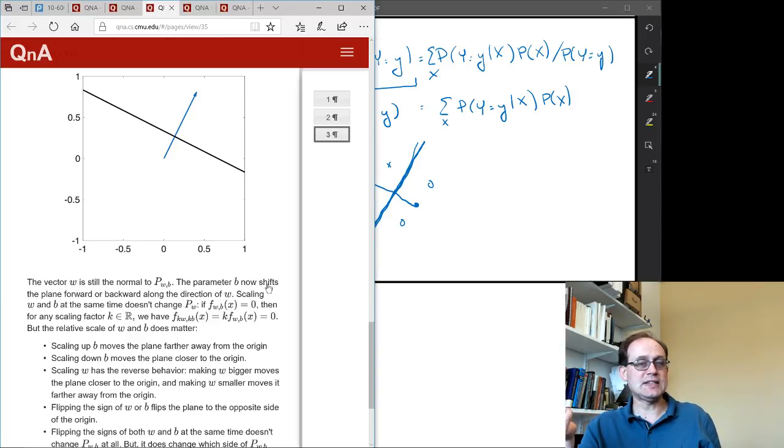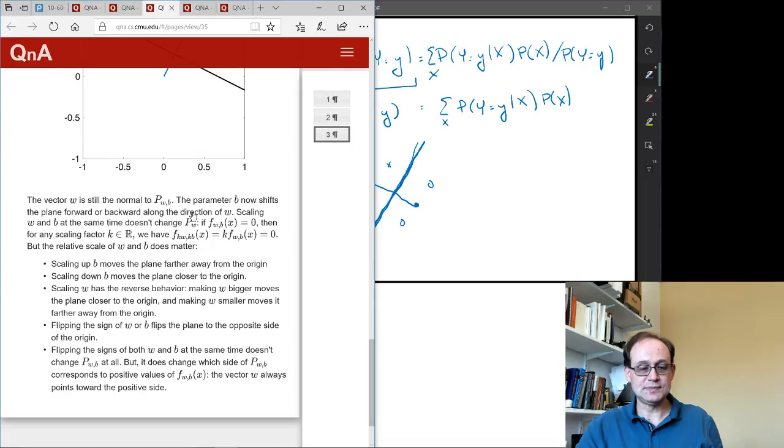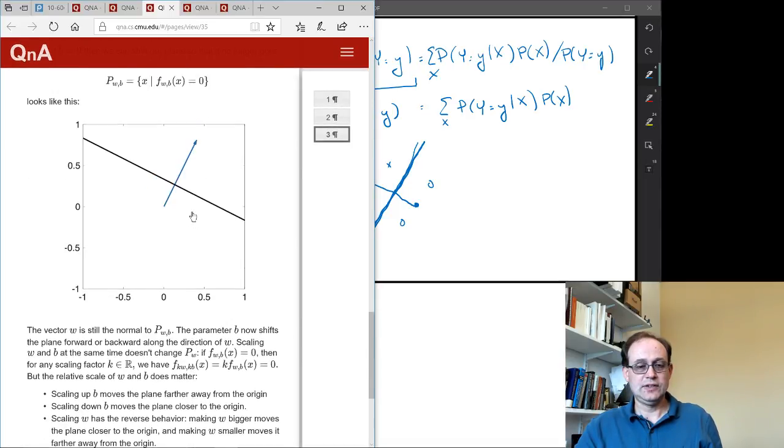If we flip the sign of either w or b, that flips the plane to the opposite side of the origin. For example, it would take this plane here and move it to about here. And if we flip the signs of both w and b at the same time, that doesn't move the plane at all, but it flips which side is considered a positive example and which side is considered a negative example. All right.